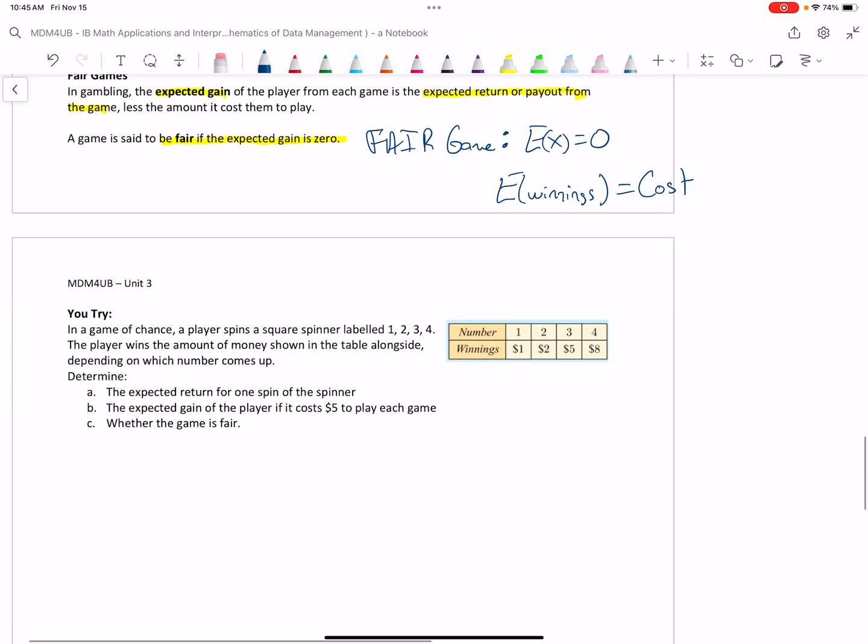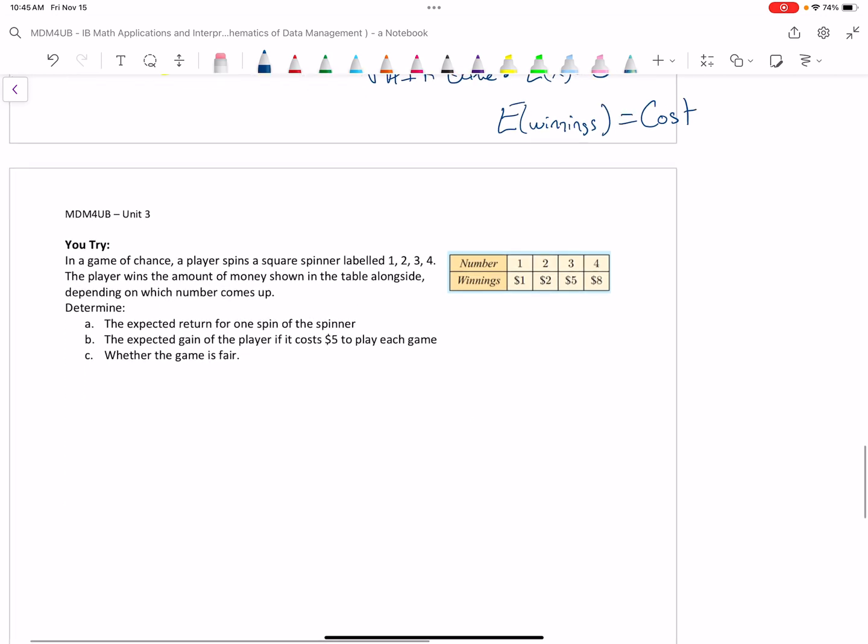So see if you can try the U-Try, and I'll put in some solutions and you can check in the notes in OneNote. And within that is this idea of a fair game. But it should be straightforward, but you can definitely take a look at the solutions.